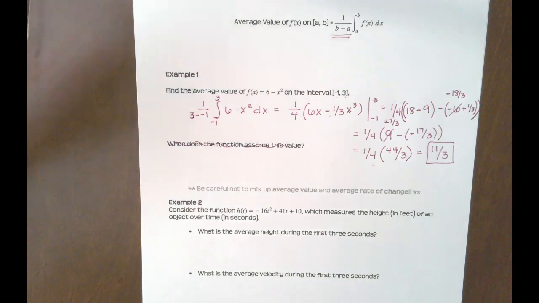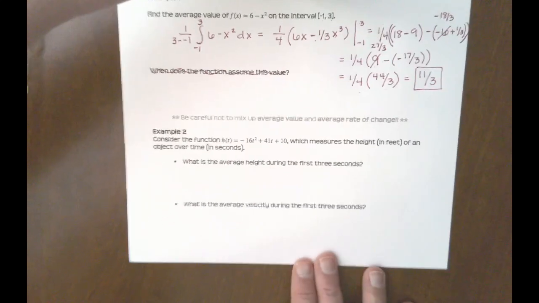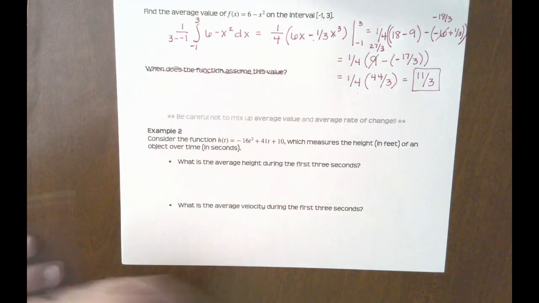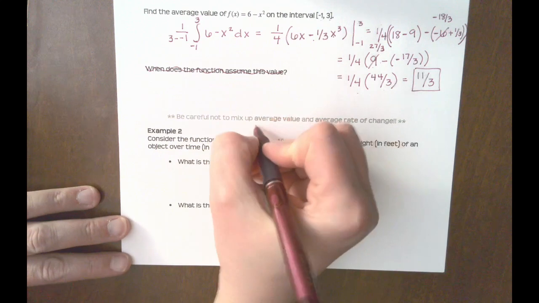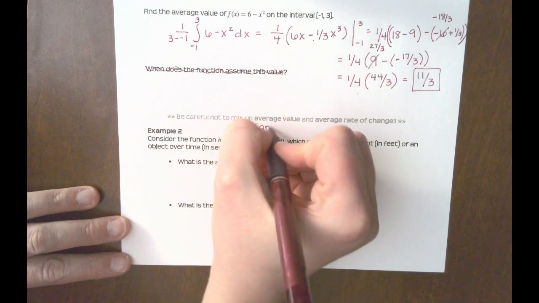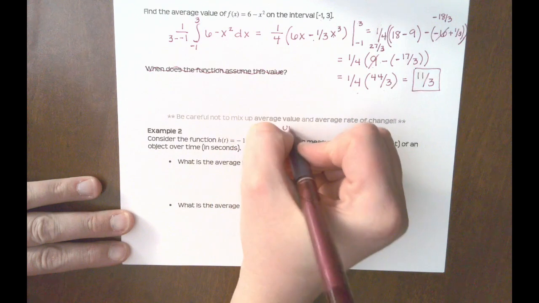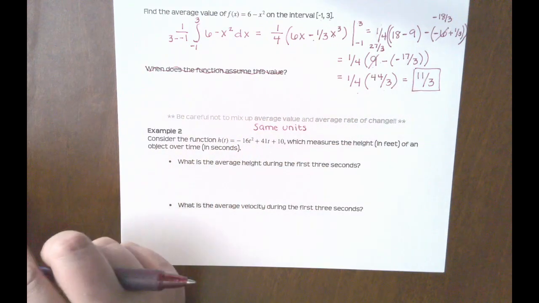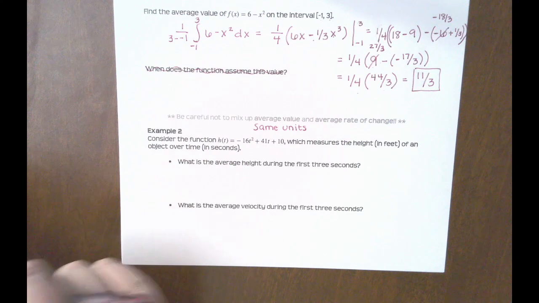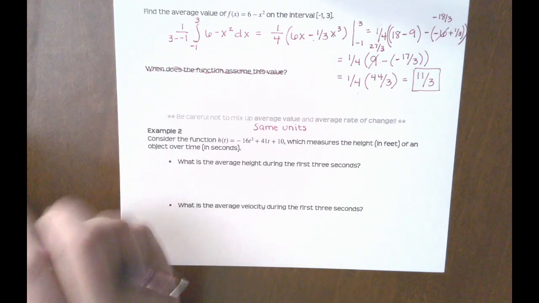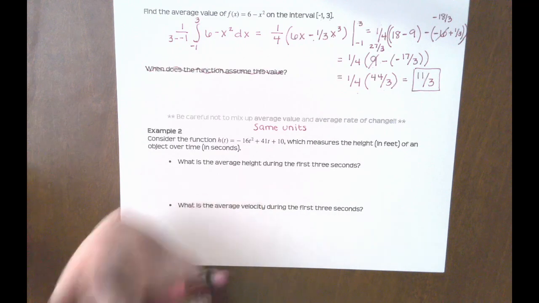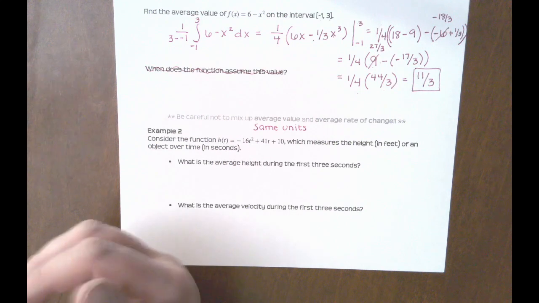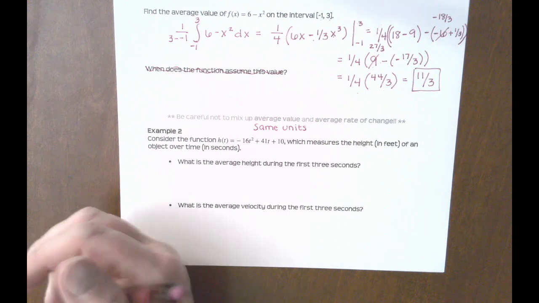Okay, there's an important note here. It says, be careful, do not mix up average value with average rate of change. And there's kind of a way to tell the difference. Average value will always have the same units as your original function. So if I give you a temperature function and I ask you for the average temperature, that is an average value. So you're going to integrate and divide, because when you integrate, you're doing an antiderivative, but then when you divide, you're kind of bringing it back down to the same units you started with.